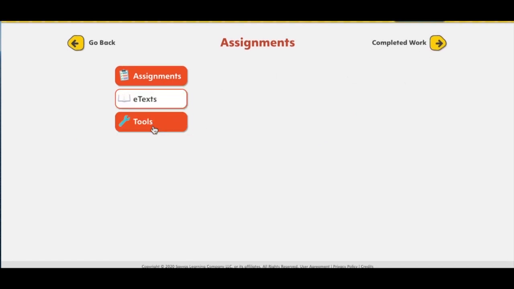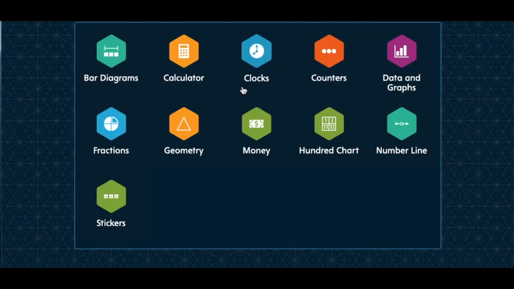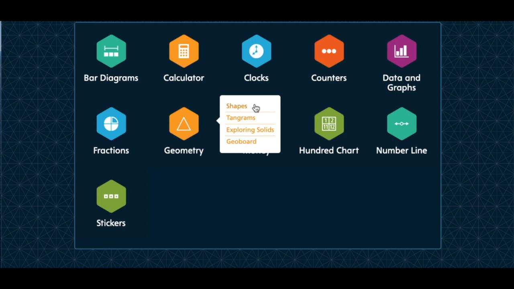You want to click on tools. Once you click on tools, come over here to math tools. It will ask to open in another window, so you want to open in the new window. And you're going to click on geometry. And then you're going to click on shapes.